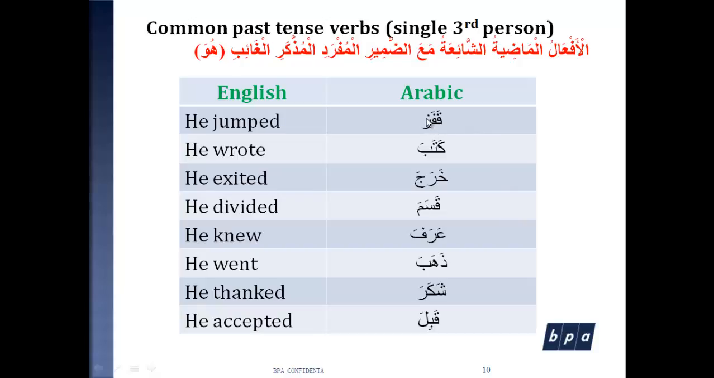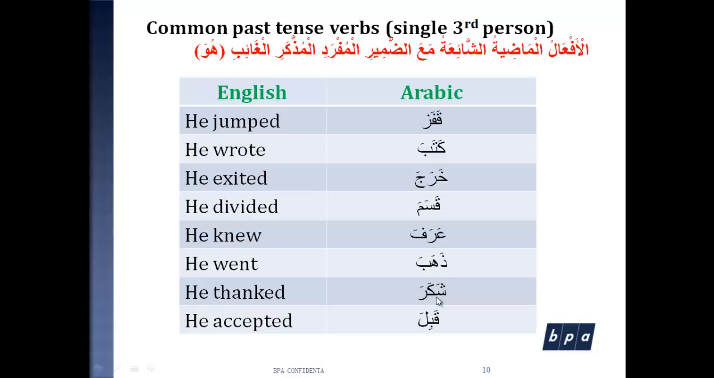Qafaza, and apologies, the fatha is missing here on the zay. He jumped. Kataba, which we reviewed before, he wrote. Kharaja, he exited. Qasama, he divided. Arafa, he knew. Dhahaba, which we just went through and conjugated, he went.